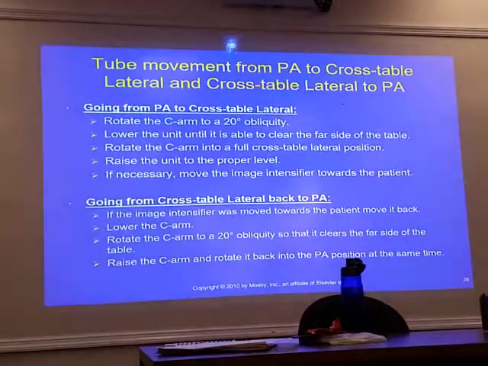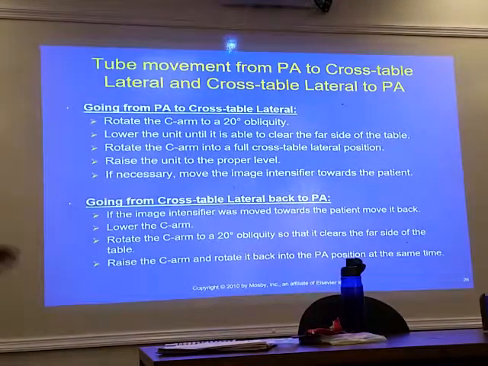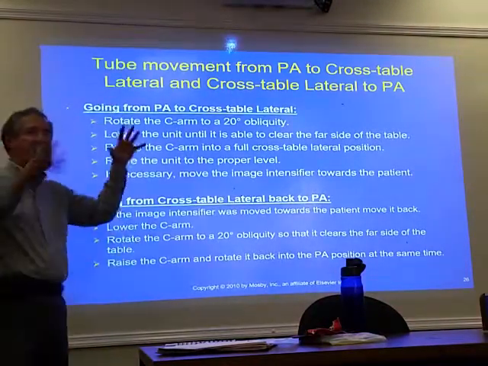So anyway, here's just some notes on when you have to go from a PA to a lateral.